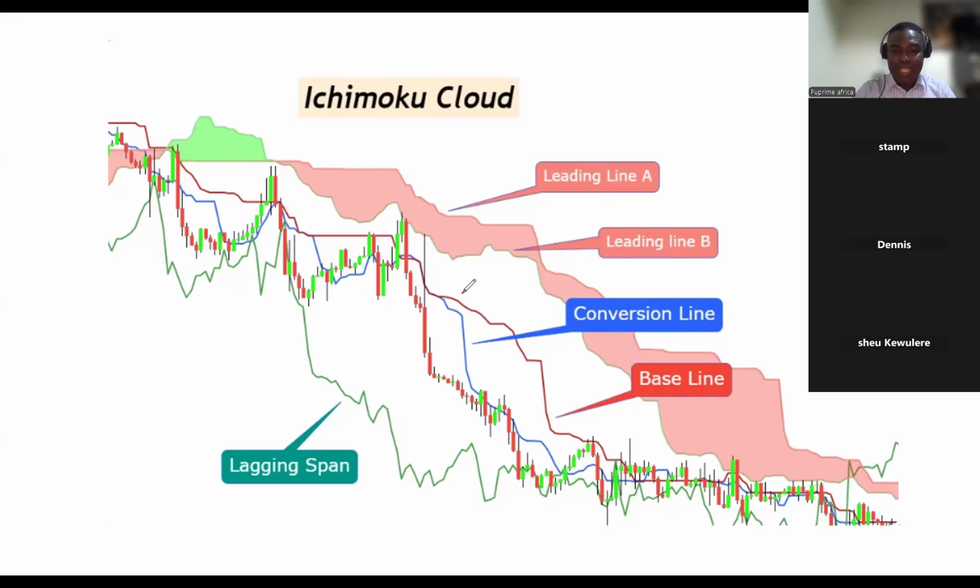The moving average area, which is the conversion line and the baseline, can be used to determine direction. The cloud can be used to determine support and resistance, while the lagging span can be used to determine momentum. So this is how this indicator works, and it combines trend, support and resistance, and momentum all together right on your charts.